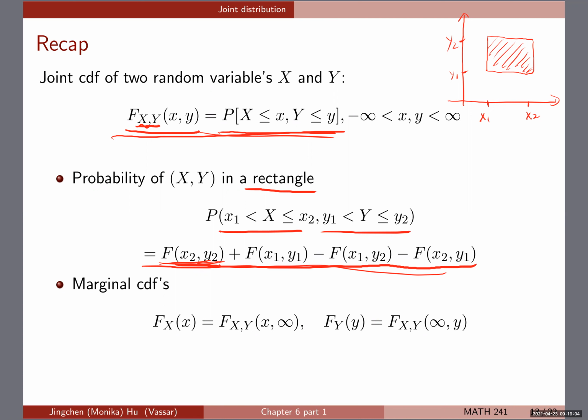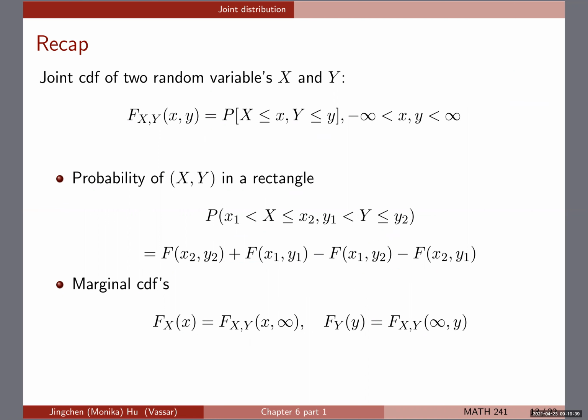And also the marginal CDFs. The marginal CDF is obtained by taking the other variable as whatever range it could be. So F_X is F_XY when y is taken as infinity. In terms of the CDF definition, this represents the probability of X less than or equal to x, and Y is smaller or equal to y for the discrete case. And similarly, you can do that for Y as well.